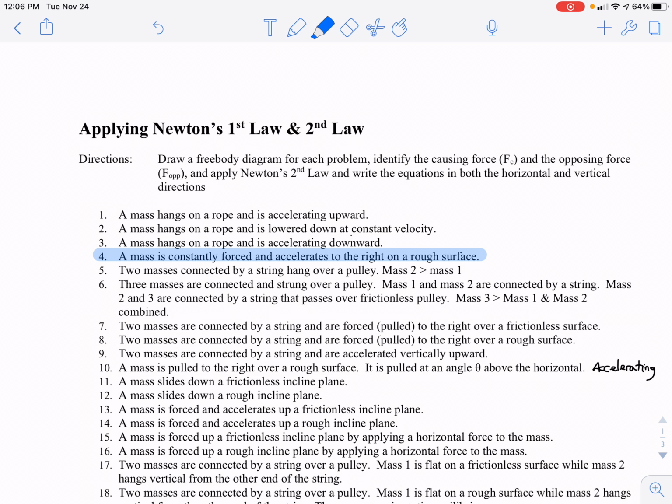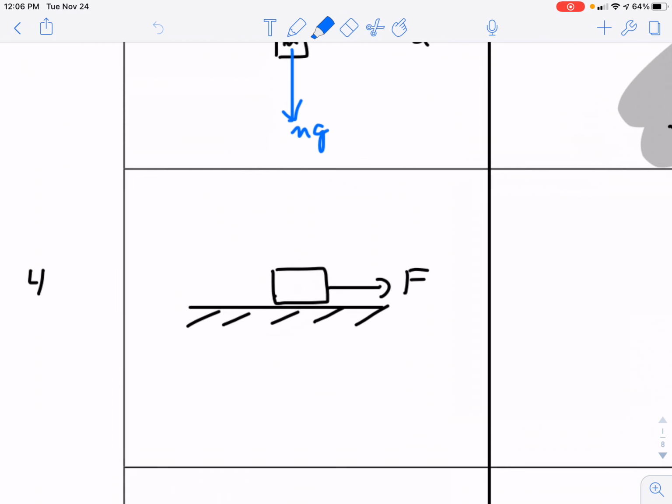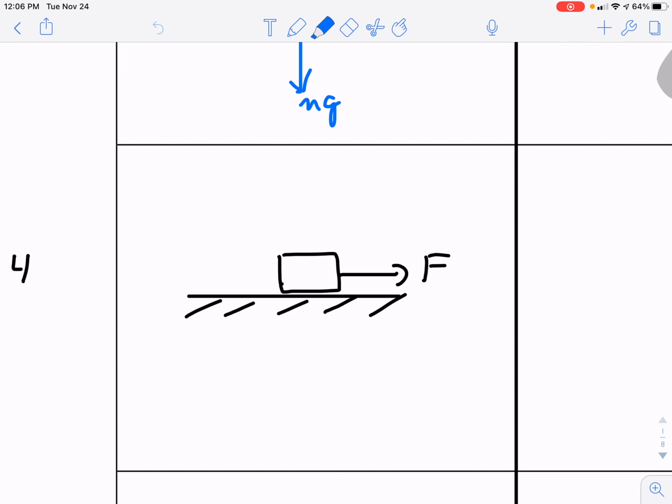Let's take a look at number 4. A mass is constantly forced and accelerates to the right on a rough surface. Let's take a look. Please pause the video if you have not copied down the question.